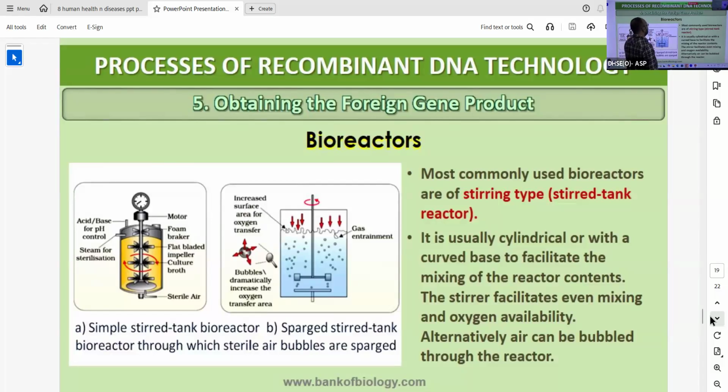The air is released as bubbles. Most commonly used bioreactors are of the stirring type. Remember, stirring type, simple stirred type. It is usually cylindrical or with a curved base to facilitate the mixing of the reactor contents. The stirrer facilitates even mixing and oxygen availability. Alternately, air can be bubbled through the reactor.